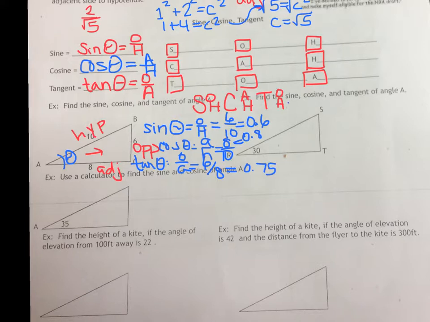Next up, find the sine, cosine, and tangent of angle A, which is 30 degrees. Well, it should say angle R. Sorry. So we want the sine of 30, the cosine of 30, and the tangent of 30.